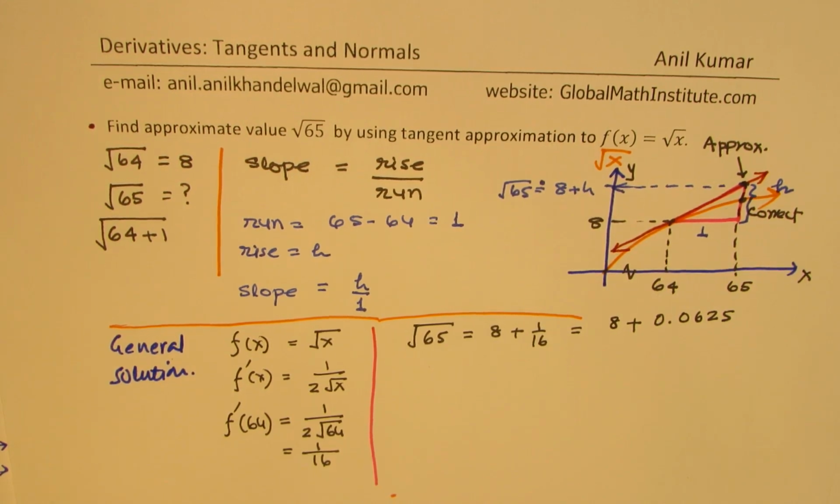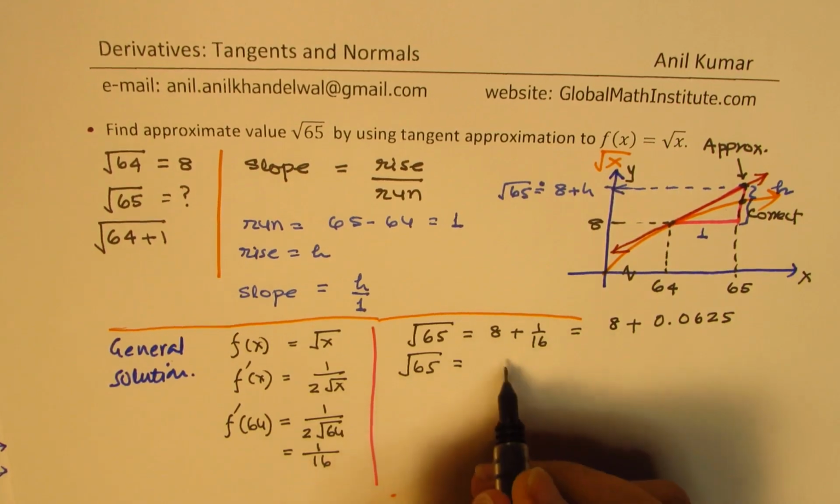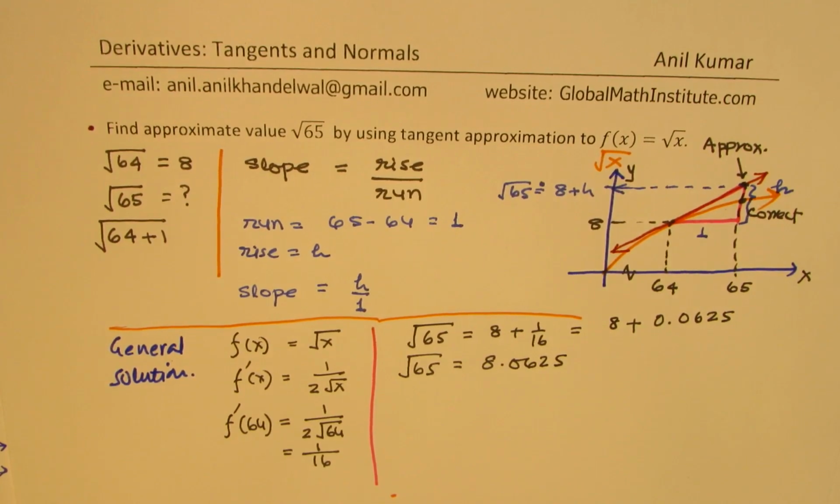Okay, so 0.0625 is this, and so we get the value of square root of 65 as equal to 8.0625. Perfect. Now this kind of approximation should be used only when the points are very, very close, right? Not otherwise. Otherwise, we are not going to get accurate values. Correct? You can always use a calculator to verify how close we are. This will always work for at least 3 decimal places. Okay, so that is one way.